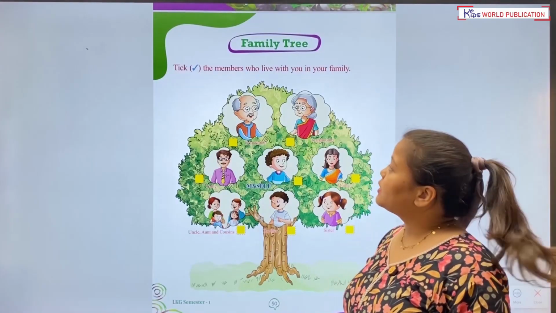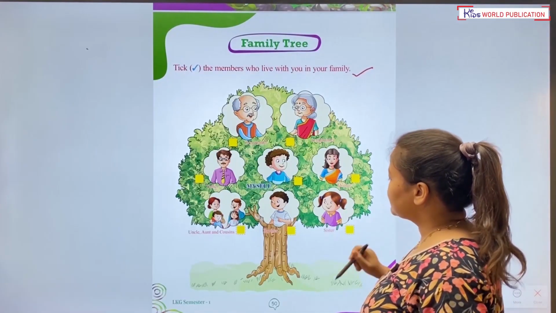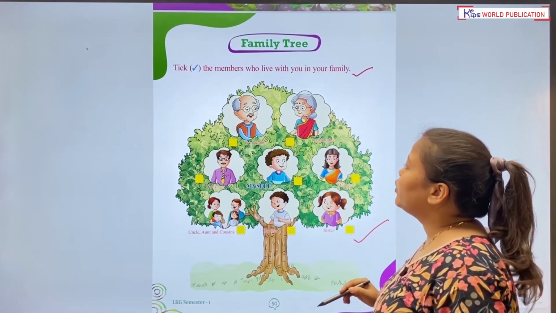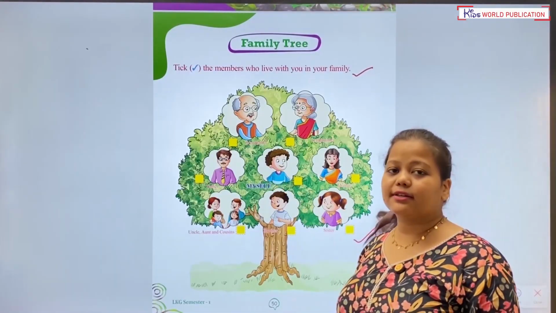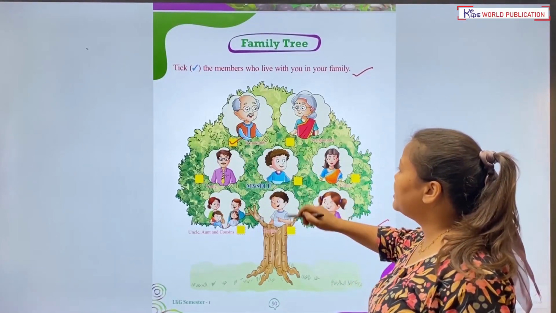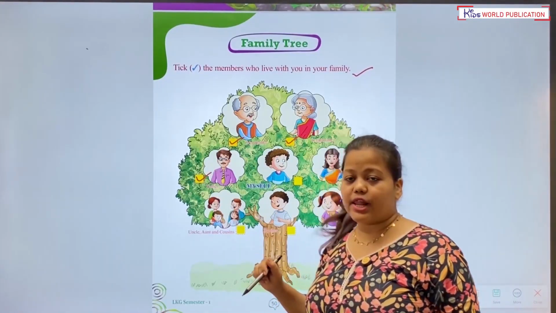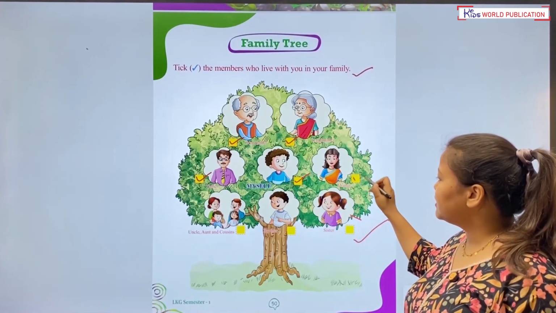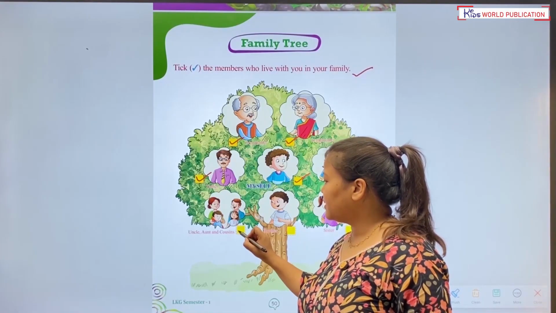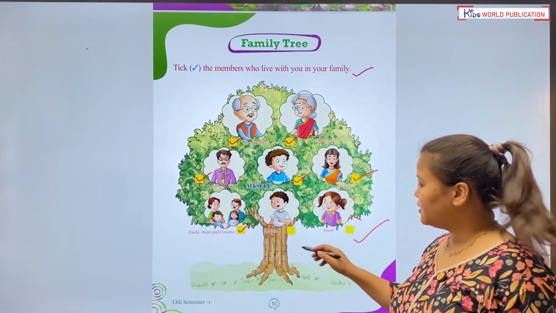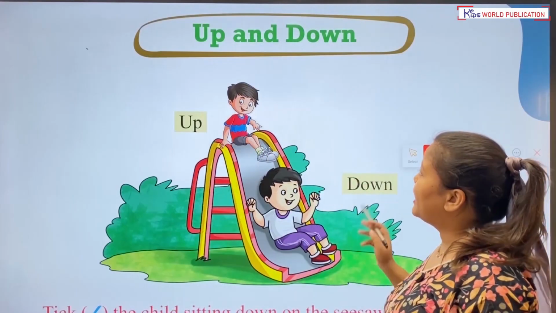Family tree. Pick the members who live with you in your family. So kids, this is a family tree. So you will take the members who live with you in your family. Grandfather, yes. Grandmother, yes. Father, yes. Myself, yes. Mother, yes. Uncle, aunt and cousins, yes. Brother, yes. Sister, yes.